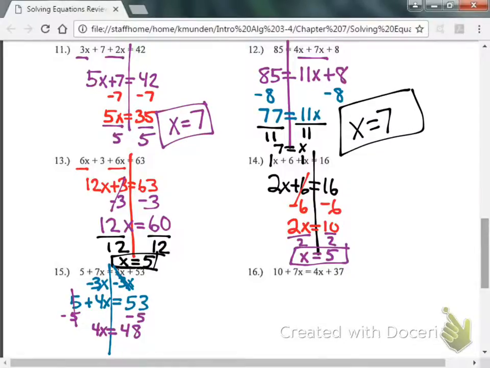And what's the final step? Divide by 4. Divide by 4, so x equals 12. Can you guys all see that down there? Whoa, you cannot. Let me write it up here. X equals 12.